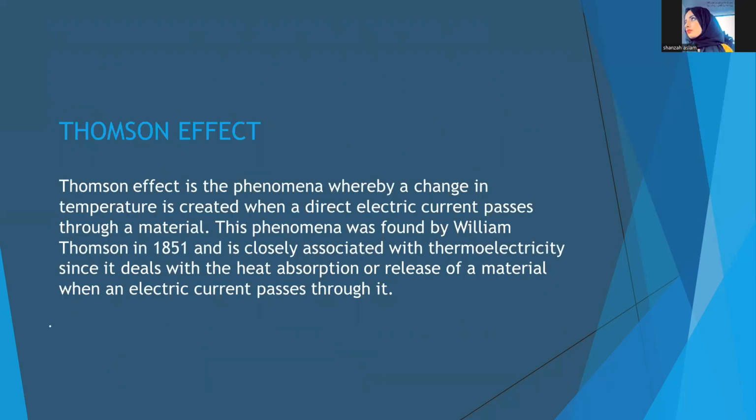Thomson effect. The Thomson effect is the phenomenon whereby a change in temperature is created when a direct electric current passes through a material. This phenomenon was found by William Thomson in 1851 and is closely associated with thermoelectricity since it deals with the heat absorption or release of a material when an electric current passes through it.